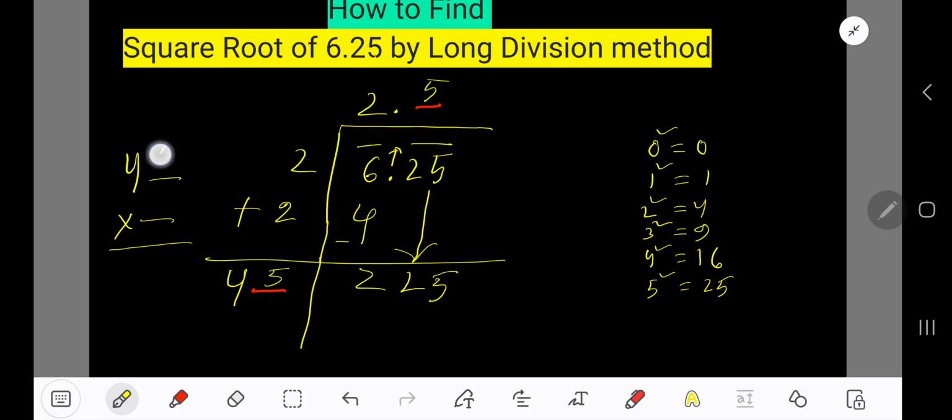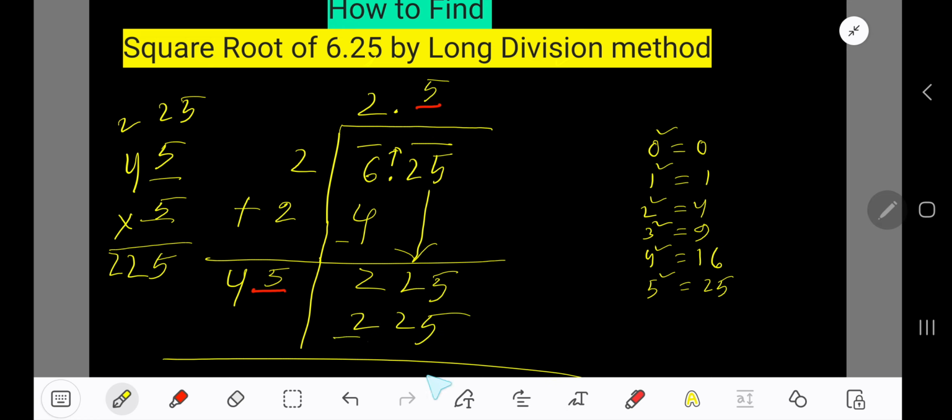5 times 45. 5 times 5 is 25, write 5, carry 2 to the next column. 5 times 4 is 20 plus 2, 22. That is, our product is 225, which is equal to this. So our guessing number 5 is correct. So 5 times 45 is 225. If you subtract, you are getting 0. As our remainder is 0, we are done. So our answer is 2.5.